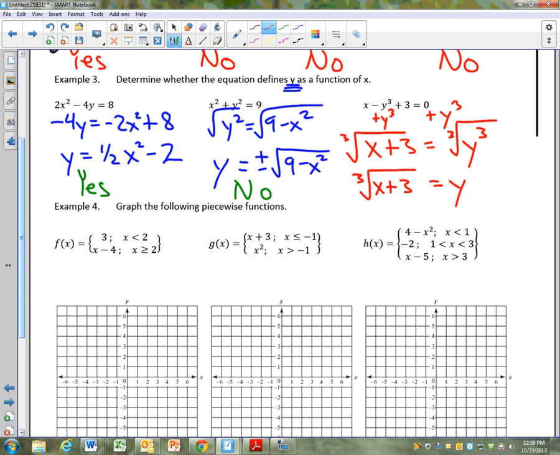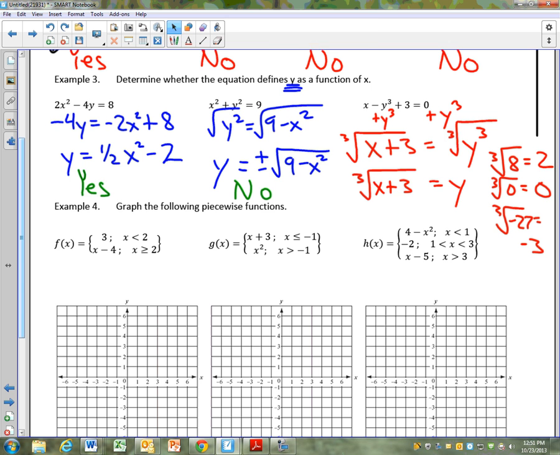You tell me, when you take the cube root of 8, what do you get? 2. If you take the cube root of 0, what do you get? If you take the cube root of negative 27, what do you get? Negative 3. When you take the cube root of something, do you get one solution or two solutions or three? You just get one. So this is a function. You just have one result.